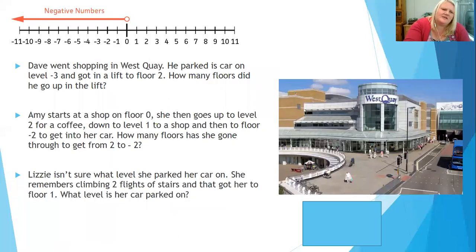Okay, so have a go at these questions. Dave went shopping in West Quay. He parked his car on level 3 and got in the lift to floor 2. How many floors did he go up in the lift? Amy starts at the shop.